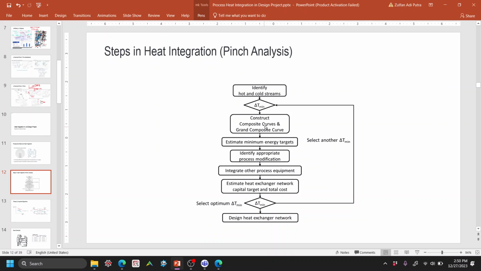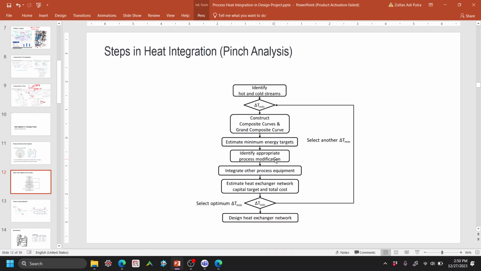You learn in the class how to construct this, but there is now software or Excel files that you can find online to automatically calculate this for you. I just give you an idea. From these curves, we know the energy targets that we can supply to the plants, as in the minimum hot utility, the minimum cold utility, and how much heat recovery we can do in the plant.